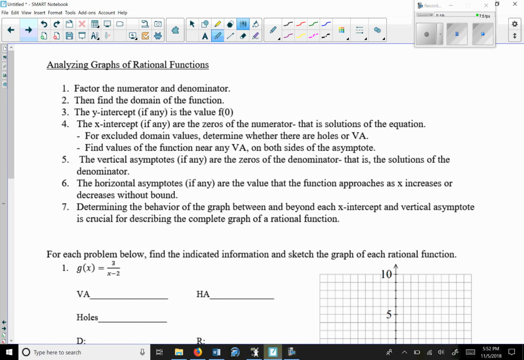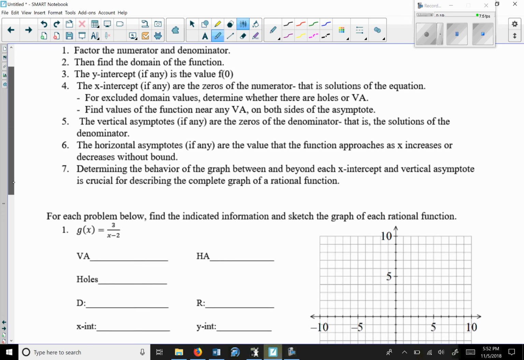So let's go ahead and look at analyzing our functions, and we'll do some practice graphs. So when you're analyzing this, we're going to follow each of these steps. So I'm just going to kind of do them as we go. The first thing I always like to do is factor the numerator and denominator completely. So if I look at this first problem here, the numerator and denominator don't factor any further.